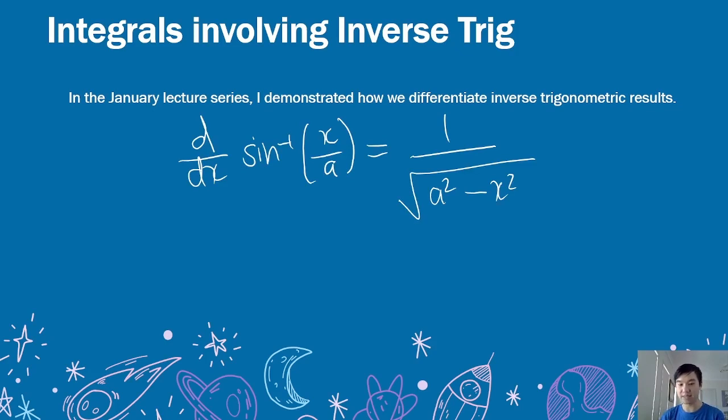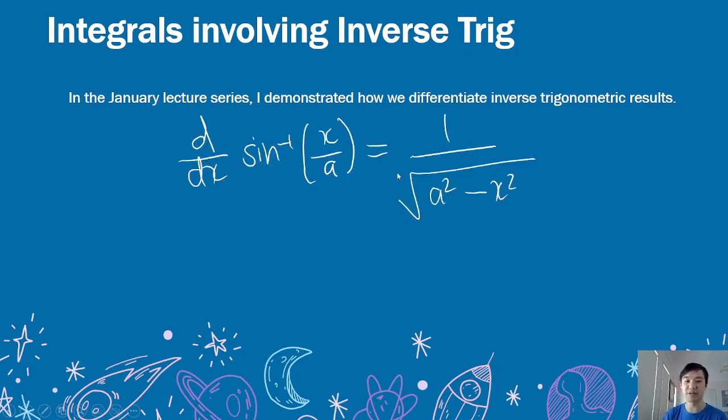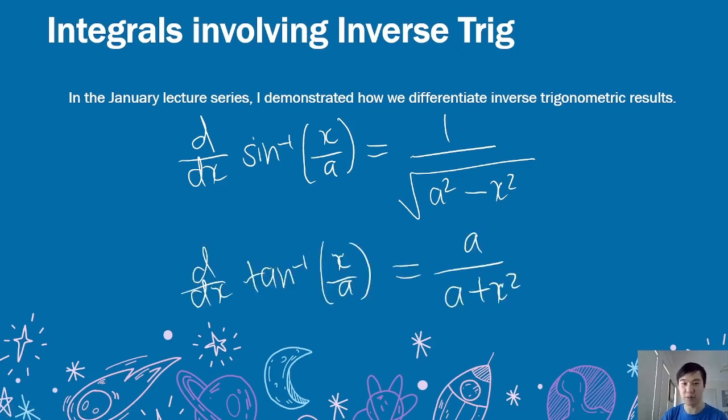We also looked at the special results when we got x over a instead of just a regular x. So remember that when we differentiate inverse sine x over a, we get 1 over root a squared minus x squared. And that when we differentiate inverse tan x over a, we get a over a plus x squared. Oh, this should be a squared here. So it'll be a over a squared plus x squared. So don't forget there's an a on top. Well, this one doesn't have an a. So don't forget the squared here.